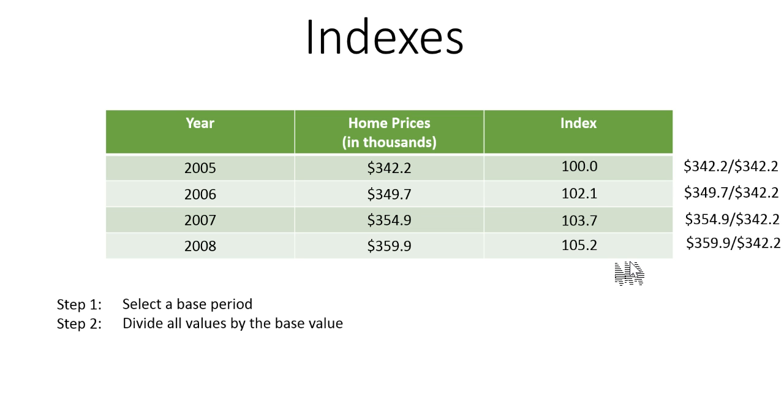So the index makes it very simple for you to see how the indicator has changed since the base period. And of course, if you want to figure out year-to-year change, for example, what has happened to home prices from 2007 to 2008? Well, to figure out that percent change, I simply take 105.2 divided by 103.7, subtract 1, multiply by 100, and that's your percentage change for only one year. So a lot of the data is going to be presented in this way.